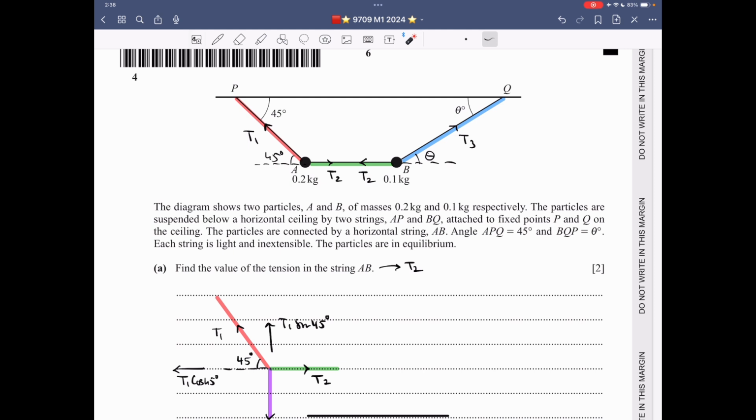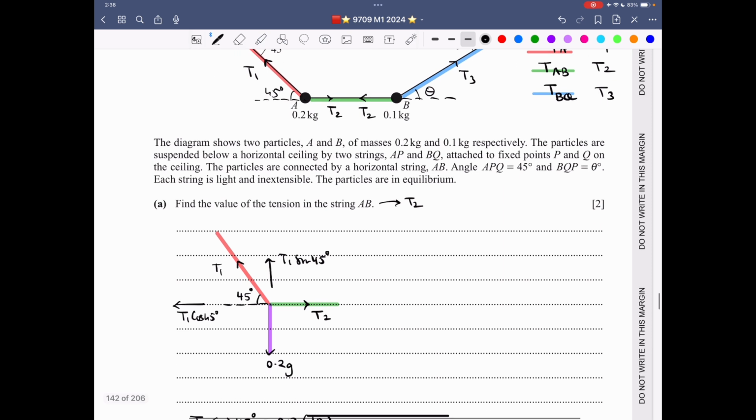First thing, find the tension in the string AB. I have labeled this as T1. Tension in string AB is actually this one, my bad. So let me label it properly. There are three colors over here: a red color, a green color, and a blue color. Therefore tension in PA, I have labeled as T1. Tension in AB, I have labeled it as T2. Tension in BQ, I have labeled it as T3. That will be coming on the next page.